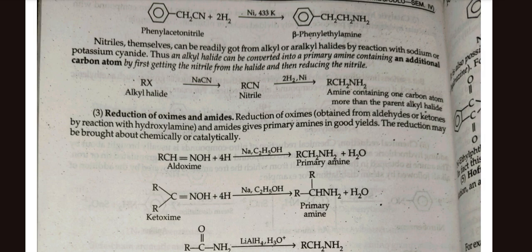Nitriles themselves can be readily obtained from alkyl or aralkyl halides by reaction with sodium or potassium cyanide. Thus, an alkyl halide can be converted into a primary amine containing an additional carbon atom by first getting the nitrile from the halide and then reducing the nitrile. Alkyl halide with NaCN gives nitrile. Then further reaction with 2 moles of H2 and nickel gives an amine containing one carbon atom more than the parent alkyl halide.